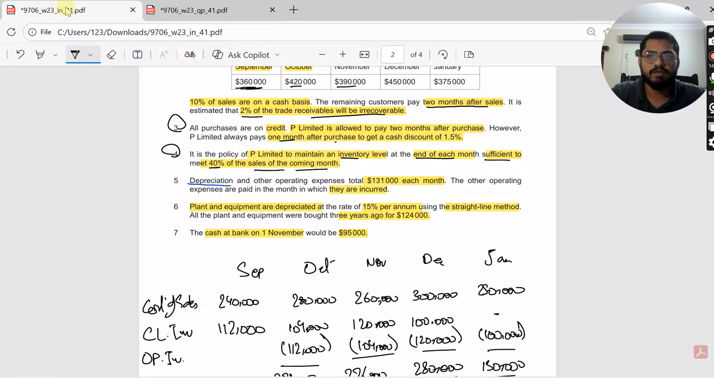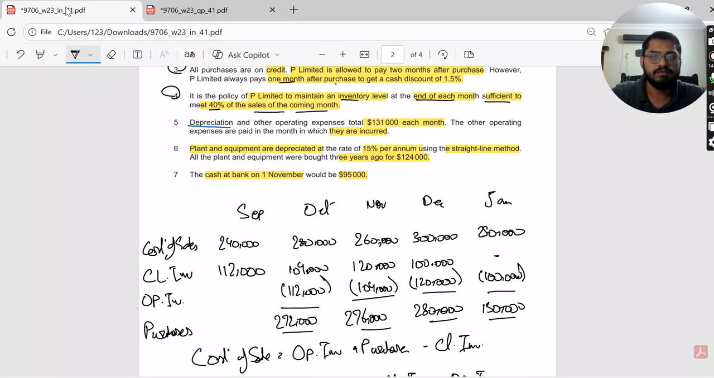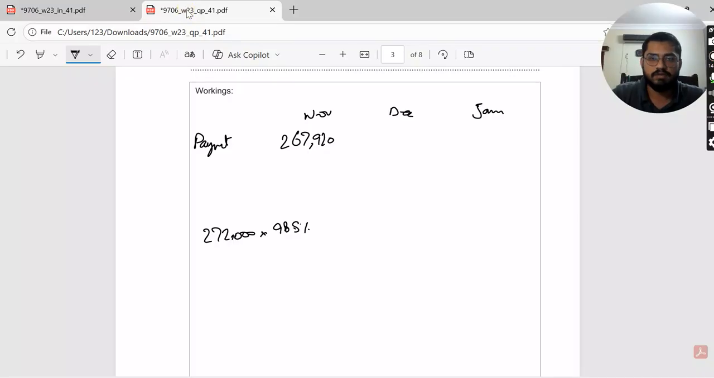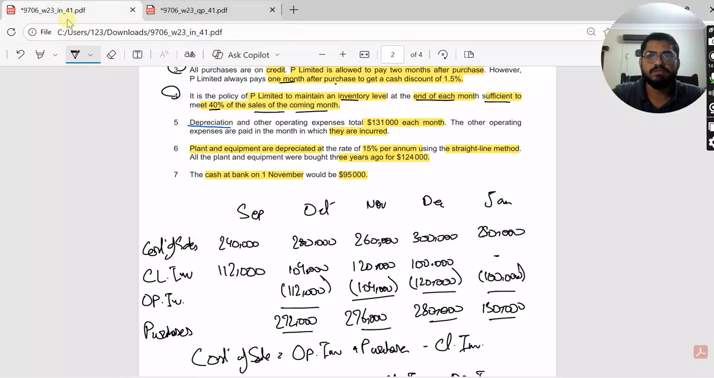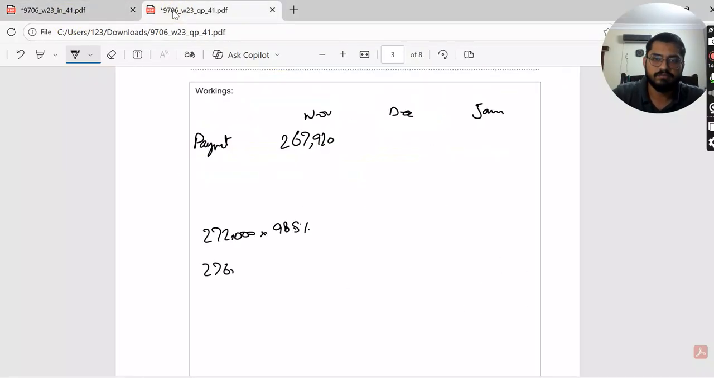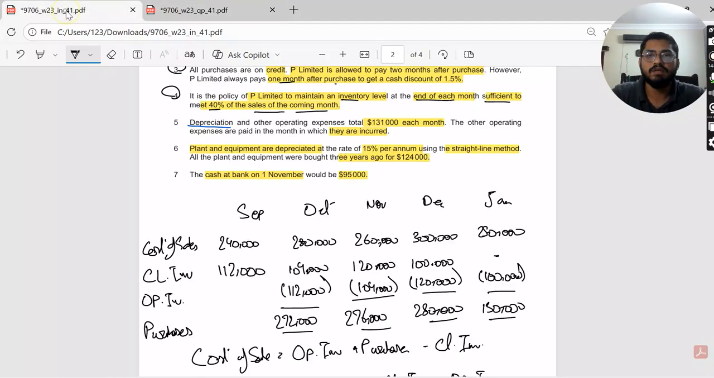So 267,920. Then for the month of December we'll be making payments for the purchase in November. So the amount is 276,000 multiplied by 98.5. This comes up to 271,860. And then in the month of January we'll be paying for the purchases of December, 280,000.